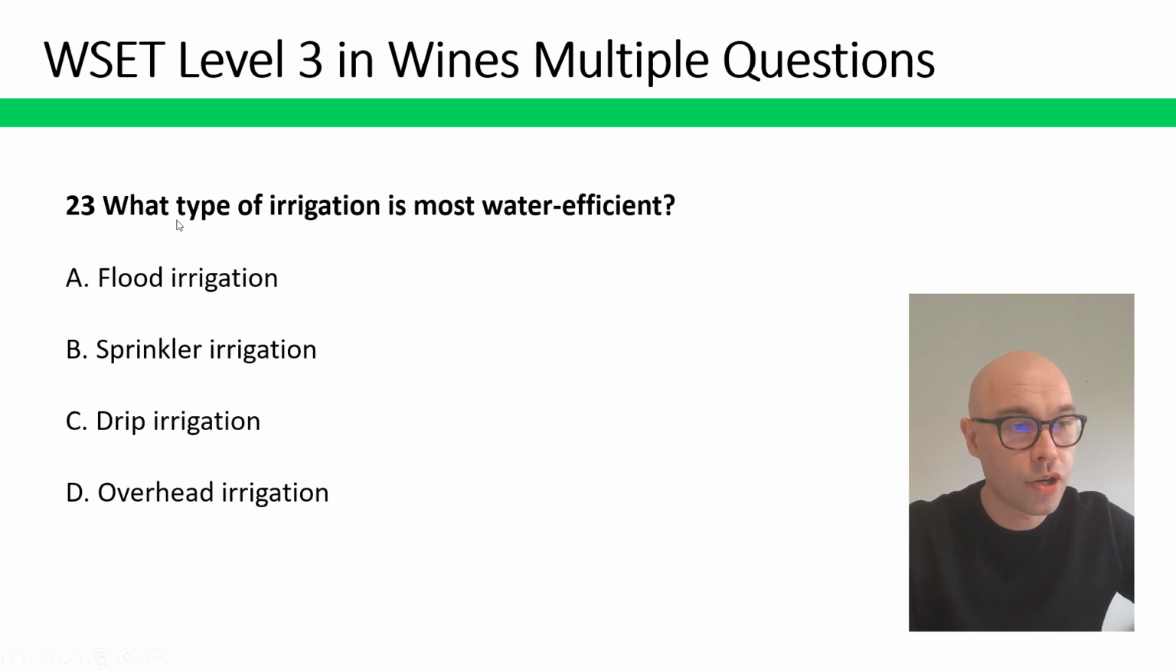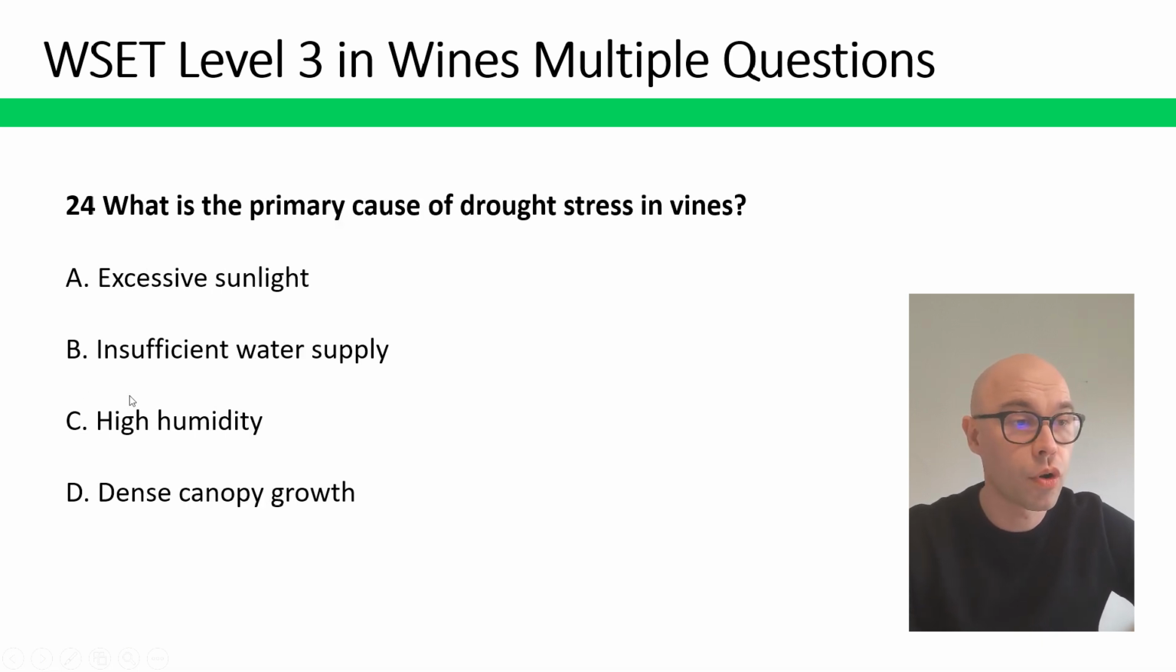What type of irrigation is most water efficient? Flood irrigation, sprinkler irrigation, drip irrigation, overhead irrigation. The correct answer is, so the most water efficient is C, drip irrigation. What is the primary cause of drought stress in vines? Excessive sunlight, insufficient water supply, high humidity, dense canopy management. The correct answer is B, insufficient water supply.